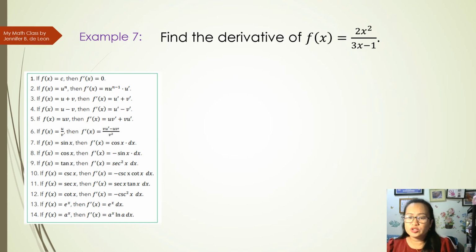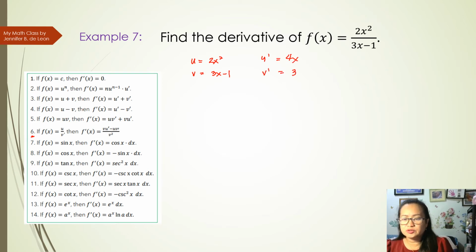Now let's work on example number 7. This time we have a quotient. So let's take a look at rule number 6. If f of x is equal to u over v, then f prime of x is equal to vu prime minus uv prime all over v squared. So let's start defining u and v. So u is the numerator, 2x squared, and v is the denominator. Then we will have u prime is equal to 4x, and then v prime is equal to 3.